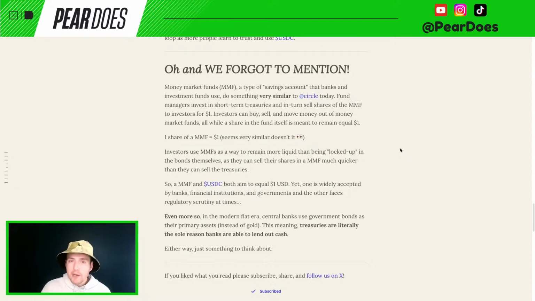So a money market fund and USDC both aim to equal $1. Yet one is widely accepted by banks, financial institutions, and governments, I wonder which, and the other faces regulatory scrutiny at times because it's a crypto asset. Even more so, in the modern fiat era, central banks use government bonds as their primary assets. They can invest or they can park money in these money market funds. They have money market funds that are worth billions and trillions of dollars because so many people park their money in money market funds on these brokerage platforms.